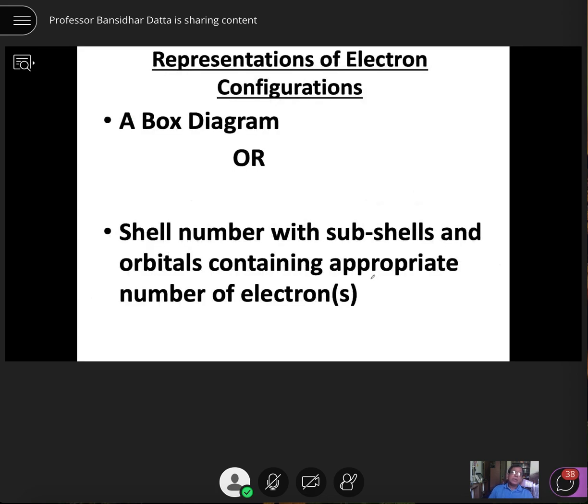All right. Now, how to represent the electronic configuration on a piece of paper? We can do it 2 different ways. The second one is more preferable. This is called representation of the electronic configuration of an atom. You can use the box diagram. It's not very popular, but many people use it for the sake of simplicity. Or you can use the shell number with the subshells and orbitals containing the appropriate number of electrons. This is the one you will see here. But I'll give you an example of how the box diagram works.